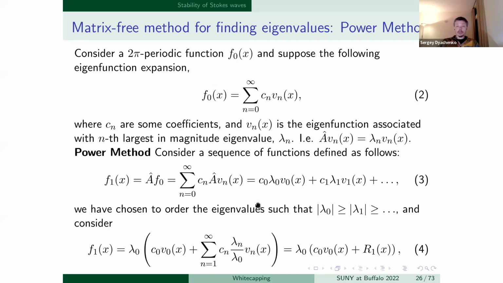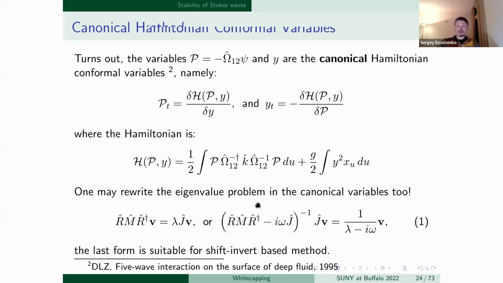And this is precisely why we are so interested in the shift-and-invert operator associated with equation 1. This operator is exactly the shift-invert version of the operator associated with the stability of Stokes waves. And this operator can be evaluated in n log n steps. Actually, let me step back a bit.